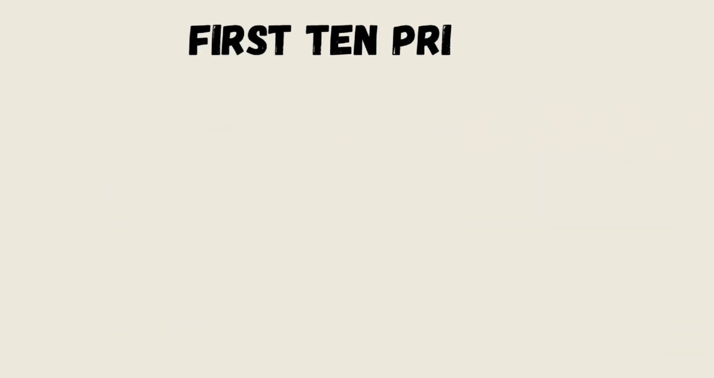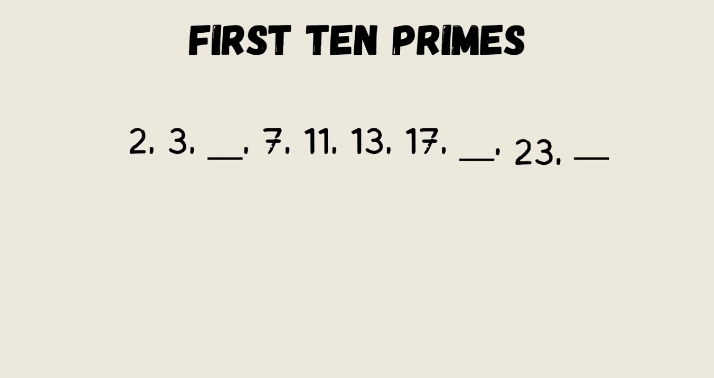Now let's try to find the first 10 primes. We have a few written out here and we need to fill in the blanks: 2, 3, blank, 7, 11, 13, 17, blank, 23, and blank. Let's look at the first blank. We know that it has to be between 3 and 7, and the options are 4, 5, and 6. Out of these, 4 and 6 are even, which means that they are not prime because they have a factor of 2. That leaves us with 5, and that's prime because it is only divisible by 1 and 5.